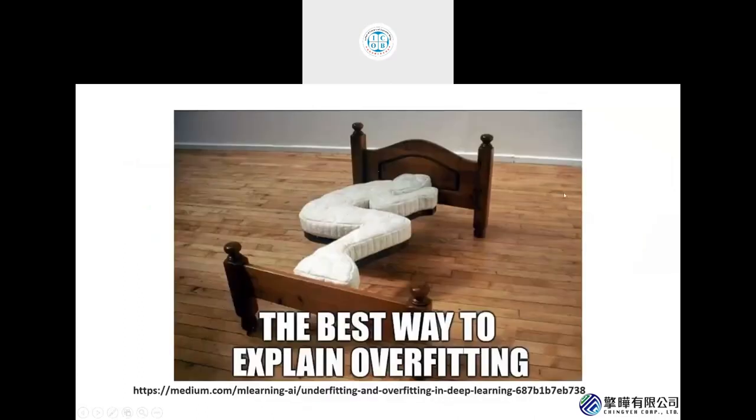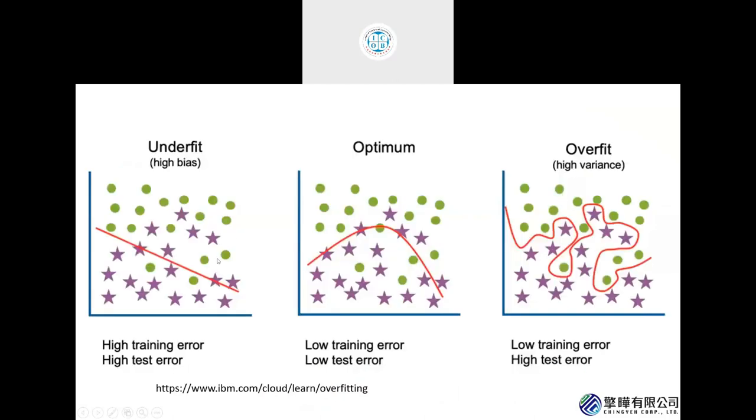Overfitting is something like this. If you want to do data classification, you have a green circle and a purple star. The perfect line is in the middle. But if it is overfitting, it is something like this. So overfitting creates a problem that the model cannot predict any new data set.